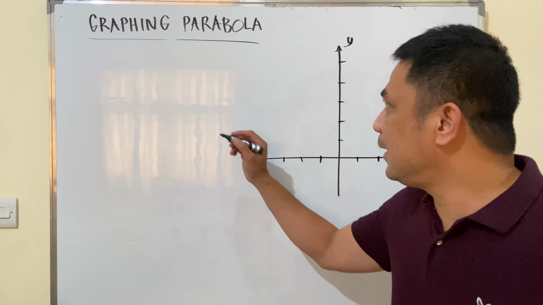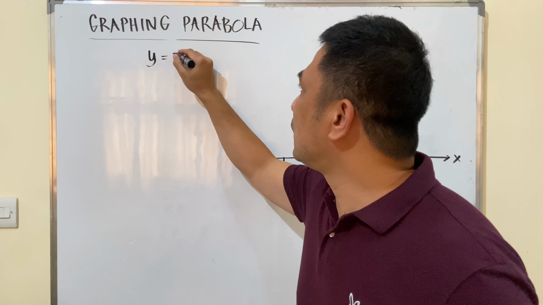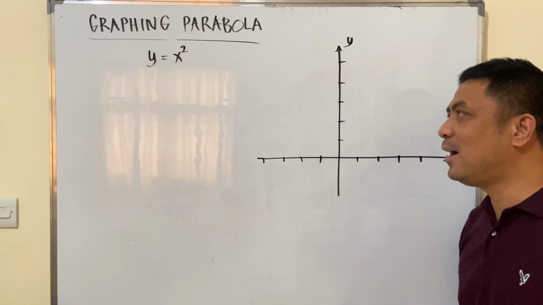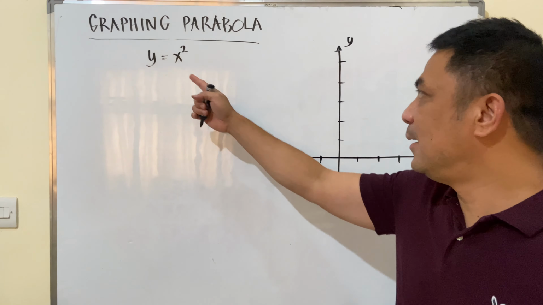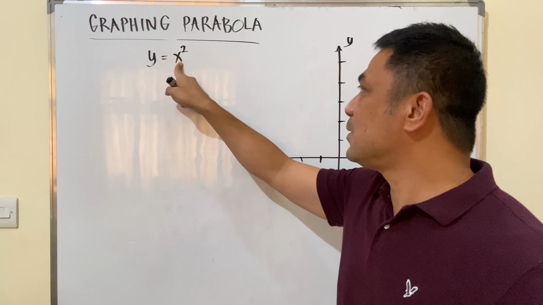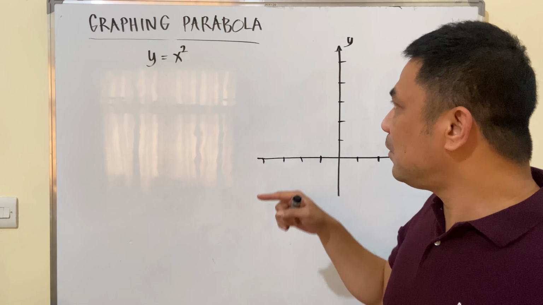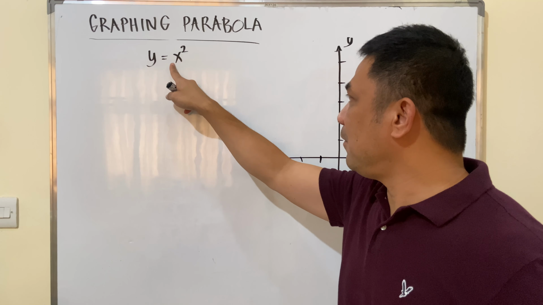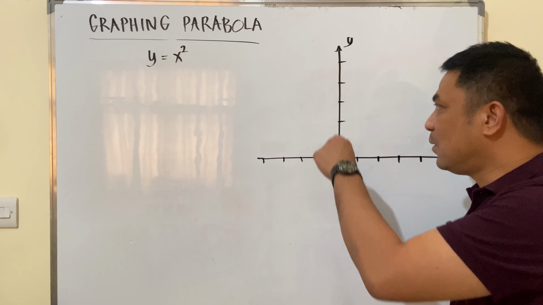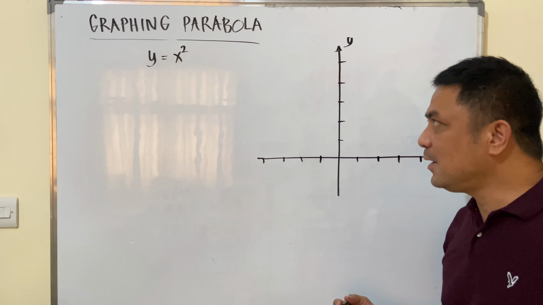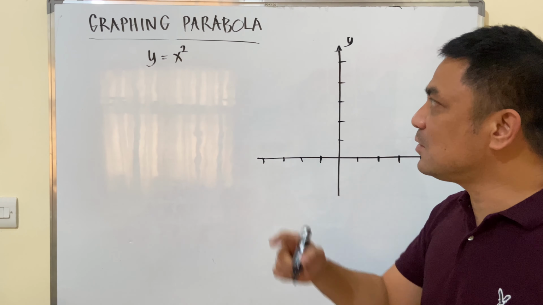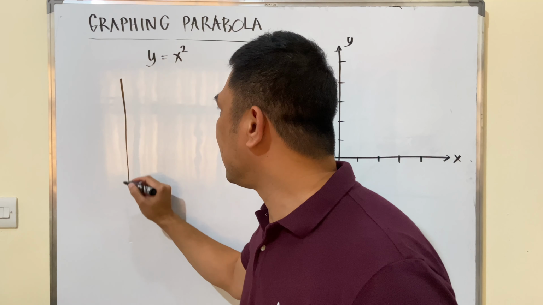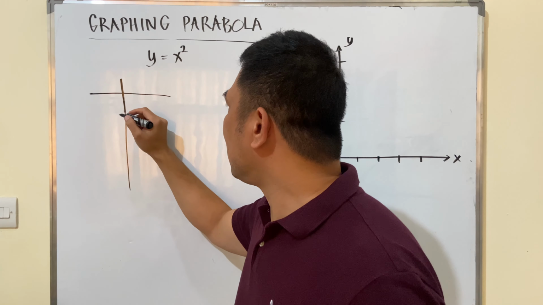If we have here y is equal to x squared, so as we learned before, the x is squared here, so that means we expect that our parabola is opening up since we have a positive coefficient here. So to graph this one, we have to assign values of x and then we'll try to get the corresponding values of y. Okay, so we have to establish a set of points.